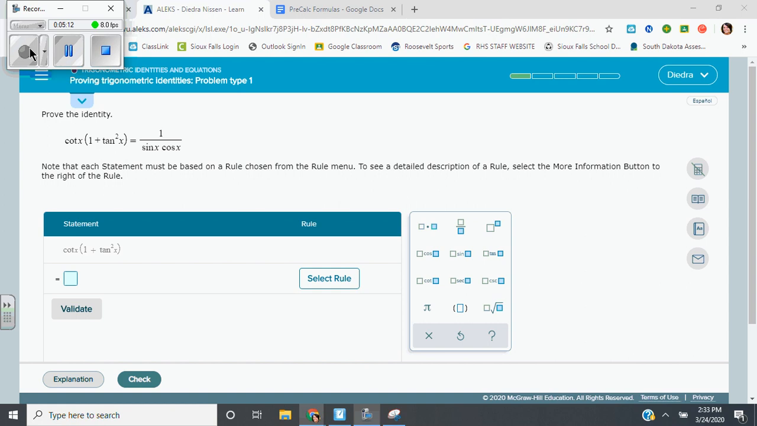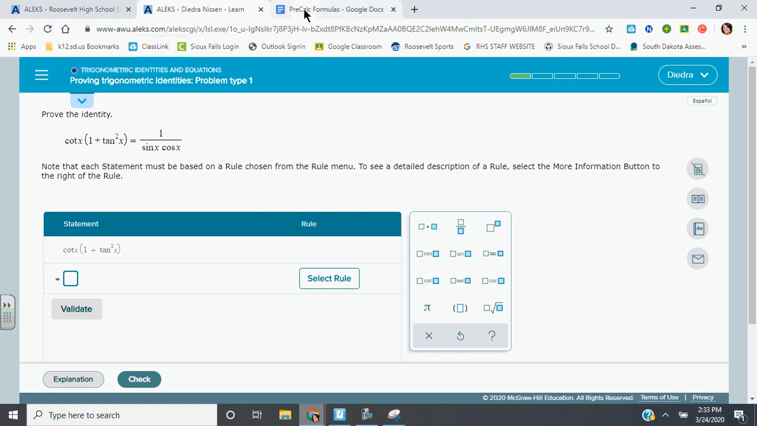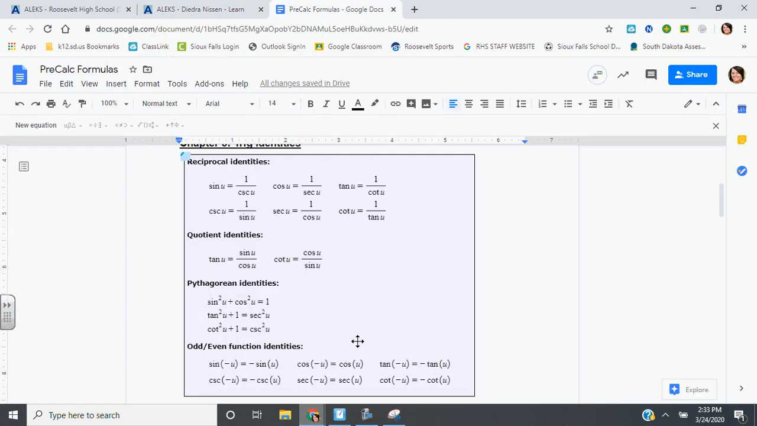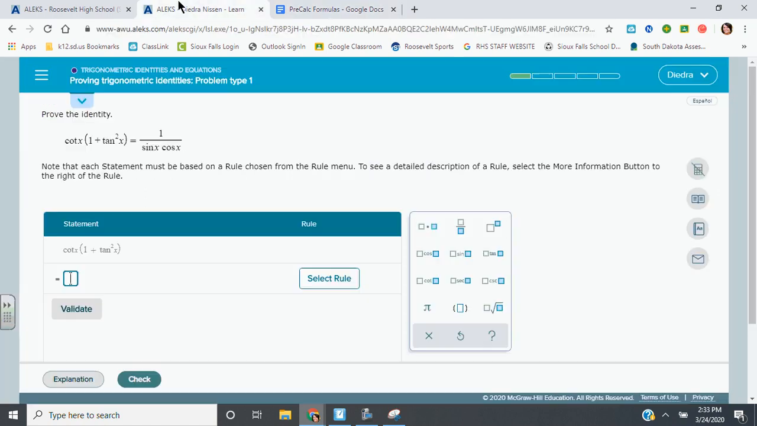All right, the next one that we're going to do is similar to the last one. We want to simplify this left-hand side, get it equal to 1 over sine of x times cosine of x. What I want to look for right away is identities that I can simplify. So I see this 1 plus tangent squared. If I go over to my formulas, I can see that 1 plus tangent squared is the same as secant squared of x. So I'm going to replace that.